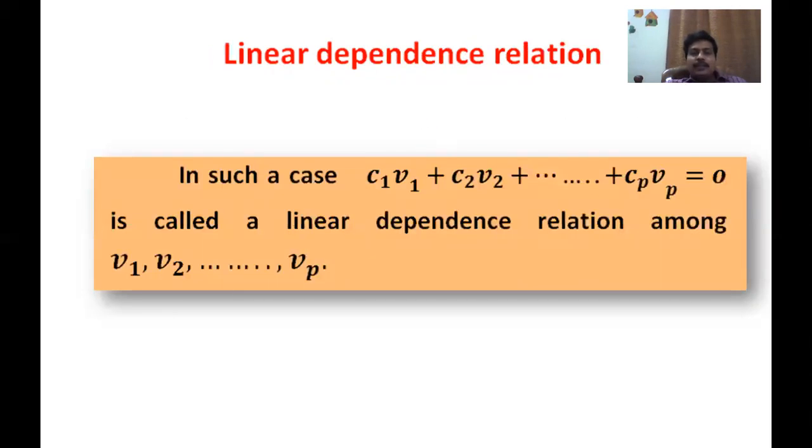Linear dependence relation. In such a case, where you find that the set is linearly dependent, the relation c1 v1 plus c2 v2 plus so on plus cp vp is equal to O, the zero vector in the vector space, is called a linear dependence relation among v1, v2 and so on.